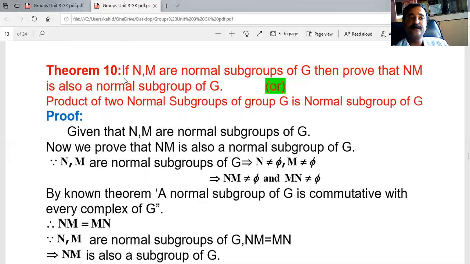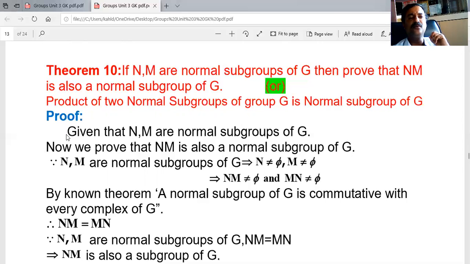What is that? If N and M are two normal subgroups of a group G, then prove that the product NM is also a normal subgroup of G. That means we can also get the question in the question paper like this. There is another model of the question: the product of two normal subgroups of a group G is again a normal subgroup of G. That means if we take two normal subgroups, then their product is also a normal subgroup for any group.